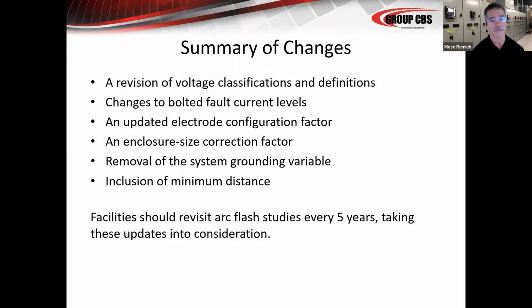But because of these changes as well, especially on the enclosure size, we might find that there are actually situations where the arc flash is higher, and now somebody might be underprotected. And of course, that would be the worst case scenario, individuals being underprotected. Overprotection is uncomfortable. Underprotection could be catastrophic and hazardous to people.